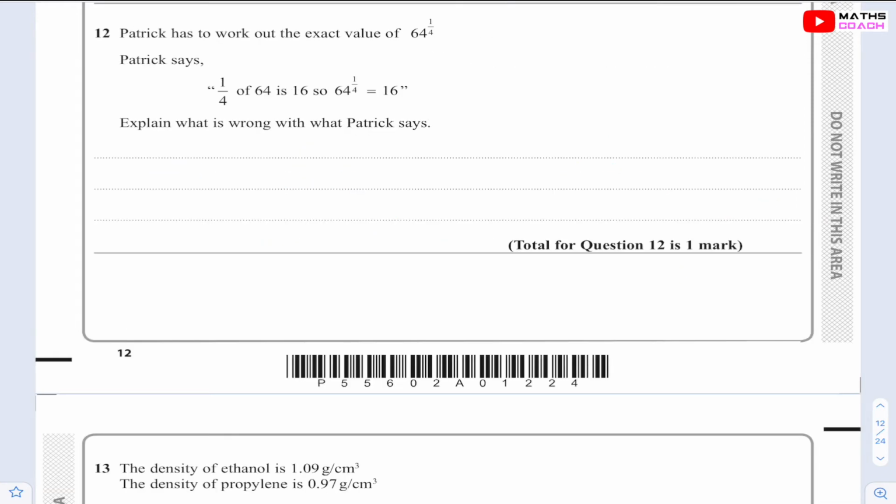Question 12, Patrick has to work out the exact value of 64 to the power of 1 over 4. Patrick says 1/4 of 64 is 16, so 64 to the power of 1 over 4 is 16. Explain what is wrong with what Patrick says. As you know, when you have indices as fractions, you need to take the roots. So 64 to the power of 1 over 4 would mean to take the fourth root of 64. The fourth root of 64 is 2.828... So Patrick, rather than taking the fourth root, has taken 1/4 of 64.